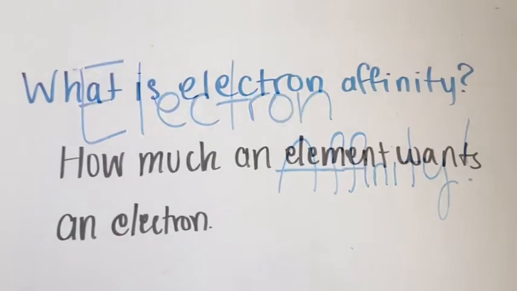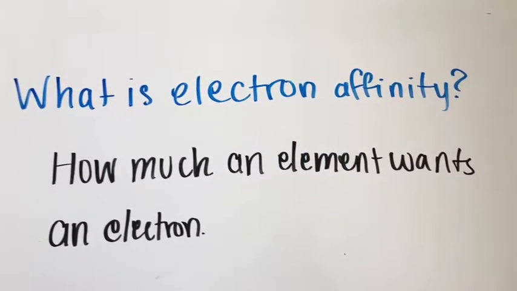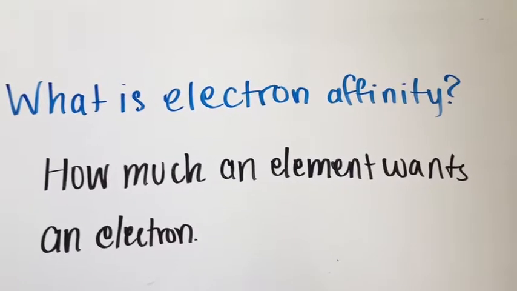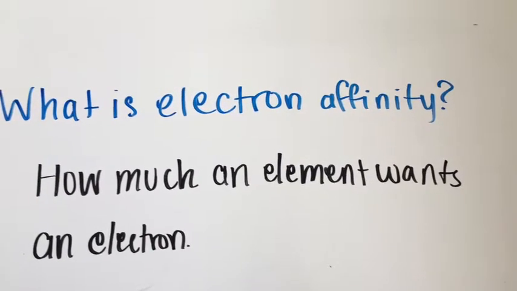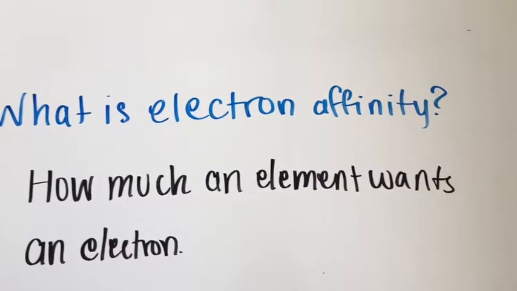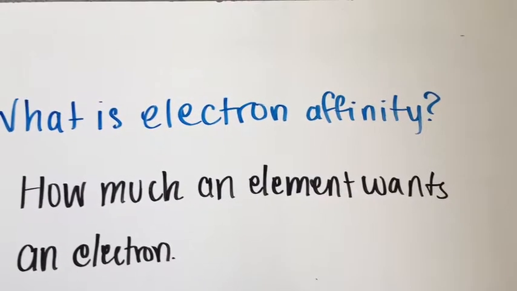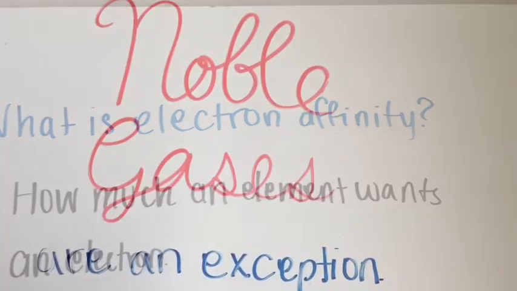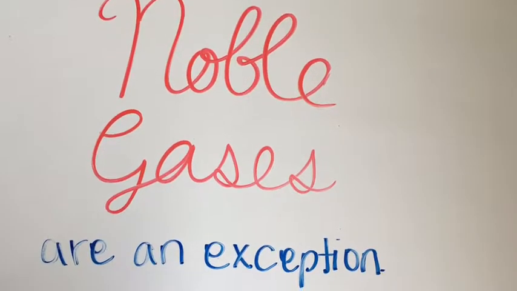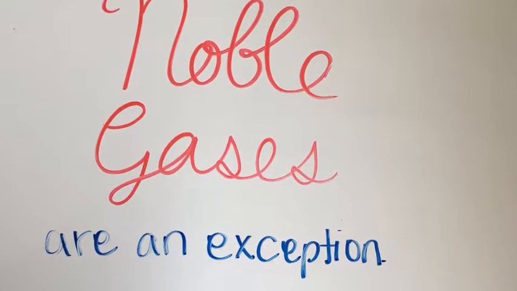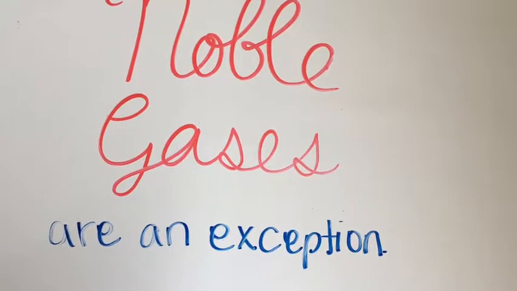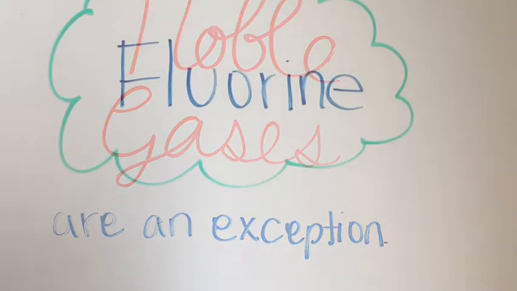Electron affinity is how much an element wants an electron. If the number is higher, it means how badly the element wants the electron. Elements take in electrons willingly to become stable and try to fill up their valence shell, or the last electron shell. Noble gases are an exception to this rule because they don't care about gaining an electron. Their valence shell is already filled, so it becomes a negative ion.